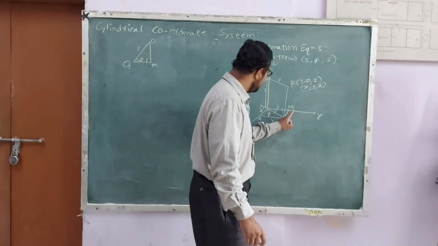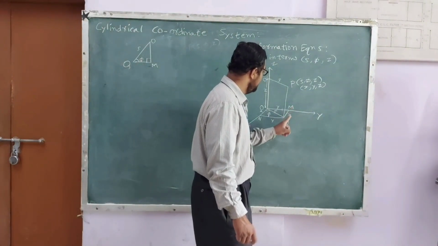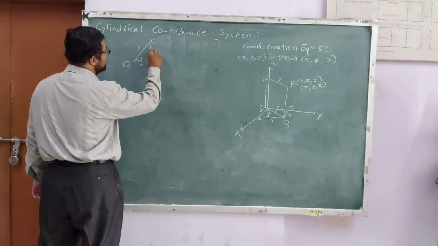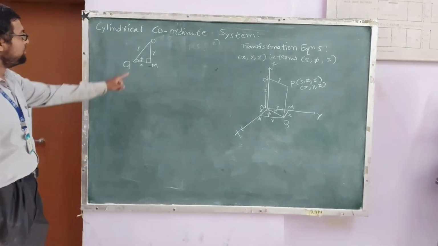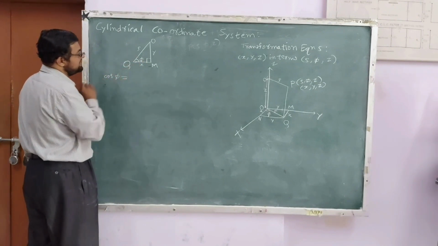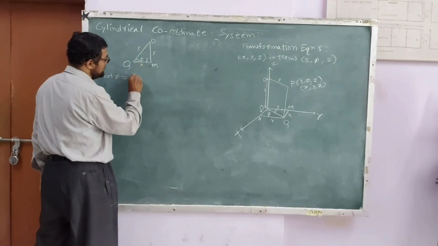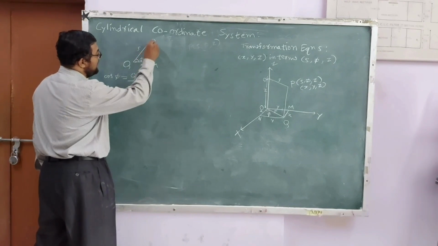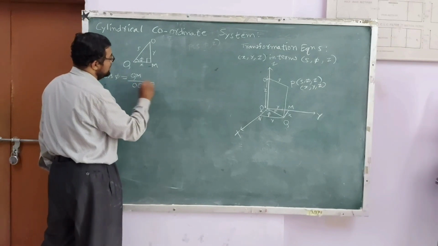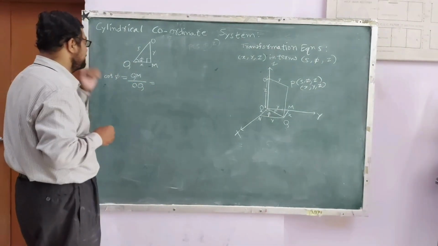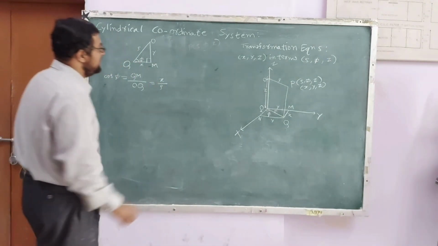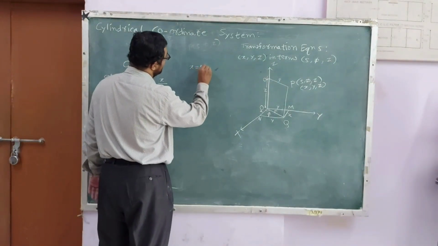And we see here that QM is x, and ON is y. So from this we can find out cos of phi. Cos of phi is QM divided by OQ, so this is equal to x divided by rho.